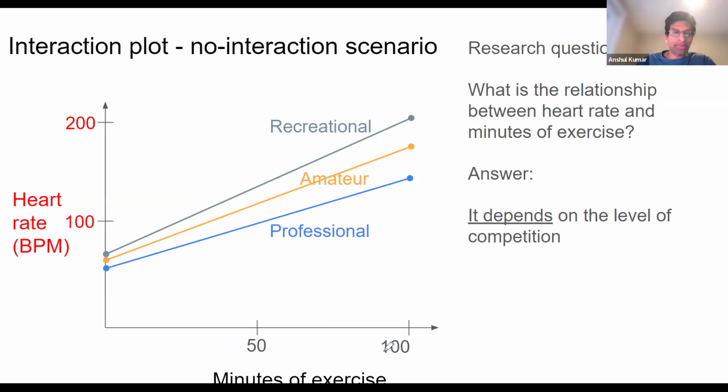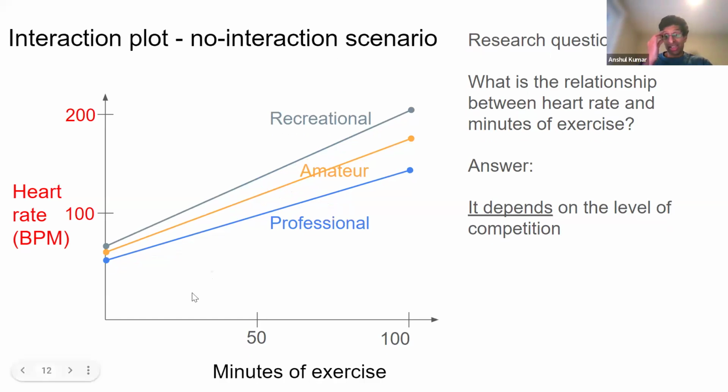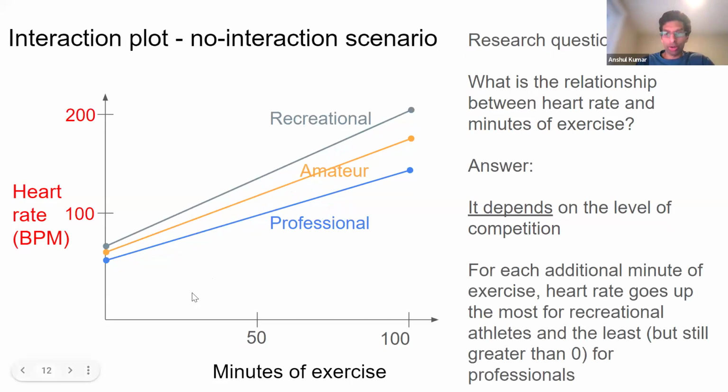And we can see that visually because the steepnesses or the slopes of these lines are different. So you can't just say that, okay, everybody's heart rate increases the same amount for every additional minute of exercise. Instead, you have to say that it depends on which group you're in. And the heart rate goes up the most for recreational athletes. It goes up the fastest. And for professional athletes, it doesn't go up nearly as fast at all.